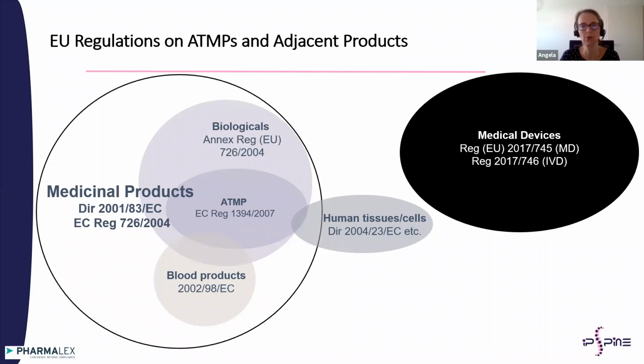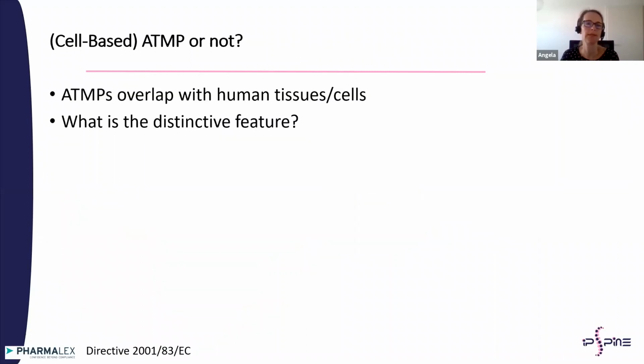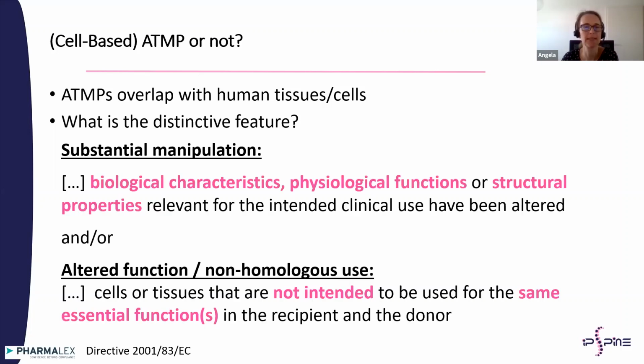The first question we're going to ask: what is the difference between an ATMP, or actually the group of cell-based ATMPs, we'll get to that in a minute, and any other human tissues or human cells? So what is the distinctive feature? And there are two magic words here. Number one is substantial manipulation, and number two is non-homologous use. So if either or both of these criteria apply, we will have an ATMP.